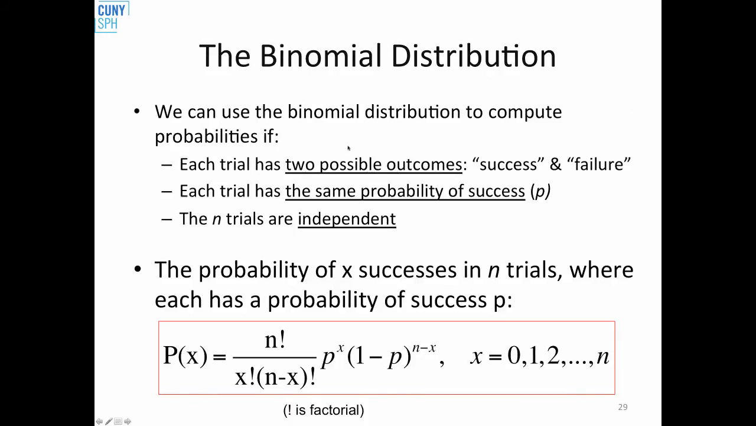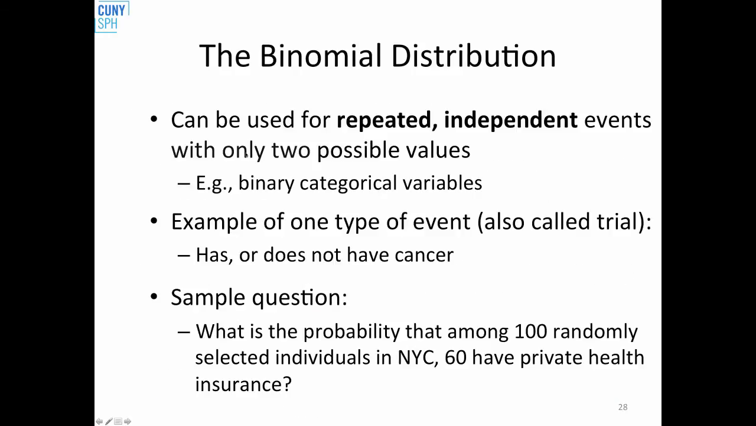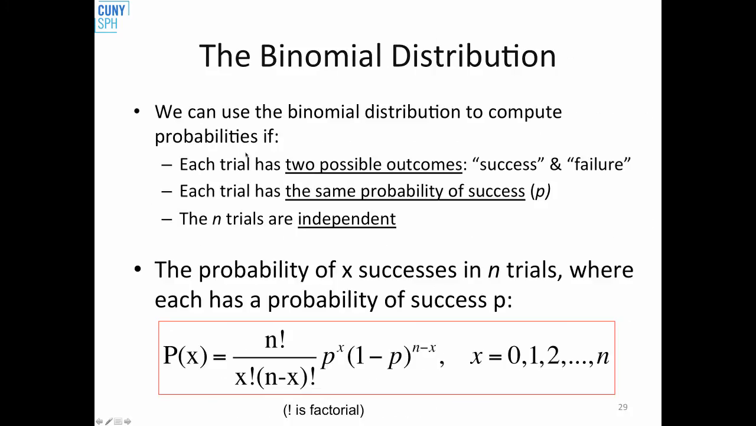For this, we can use the binomial distribution to calculate those probabilities. You can only use it under these three conditions. First, the trial has exactly two possible outcomes, and we will refer to these as success or failure, regardless of whether that is really what they mean. They might mean yes or no, but for consistency in using this equation, you need to decide which is going to be a success and which is the failure. Each trial must have the same probability of success.